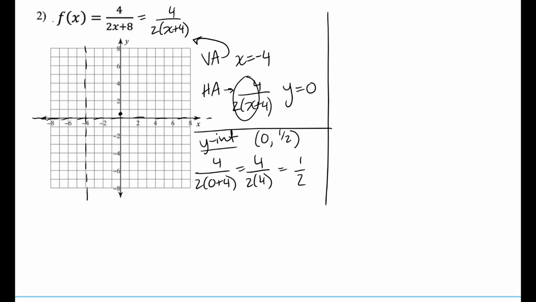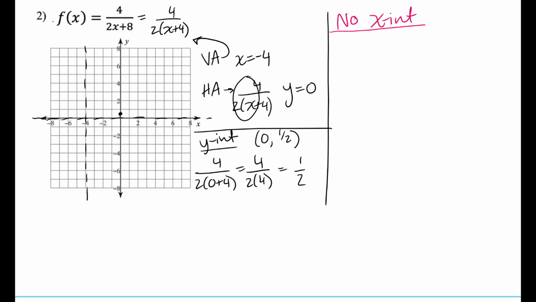And I could try to find x-intercepts, but as you can see, we have an asymptote on the x-axis, which means that we don't have any x-intercepts. And if you try to solve for them, you'll get something impossible like 4 equals 0. And 4 doesn't equal 0. So impossible to solve, hence no x-intercepts. Instead, you're just going to pick a couple of numbers to fill this out.